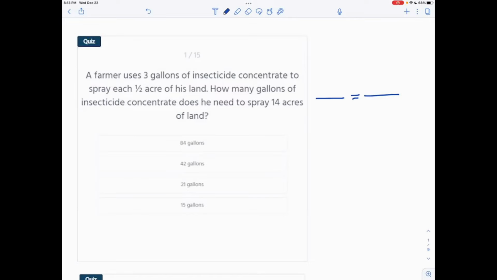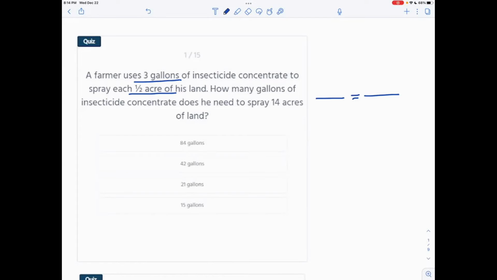So when we read a question like this, remember, we're looking for scenario one and scenario two. This one says, a farmer uses 3 gallons of insecticide concentrate to spray each half acre of his land. So already we know that 3 gallons is enough for a half acre of land, right? Then it says, how many gallons of insecticide concentrate does he need to spray 14 acres? So here we're comparing gallons and acres to gallons and acres, okay?